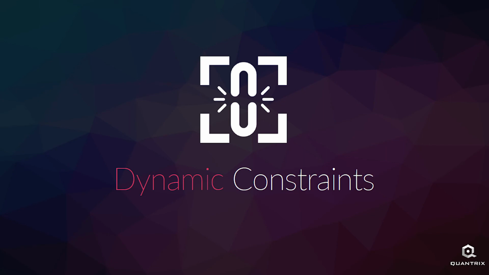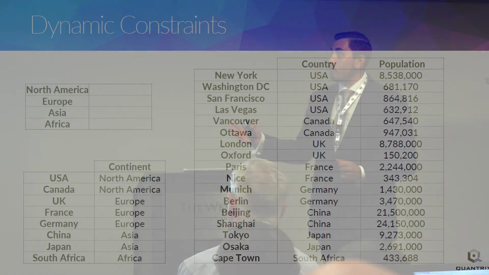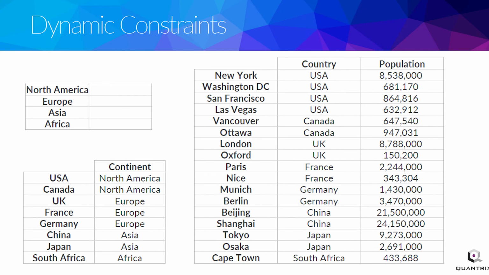Dynamic constraints. Now, dynamic constraints, we're going to talk about this through an example. I have a list of continents here. And I have another category, which is my countries. And for each of those countries, I tell Quantrix which continent that country is in. I have a list of cities in a category. And for each of those cities, I tell Quantrix which country those cities are in. So just bear this data in mind. This is what we've told Quantrix.